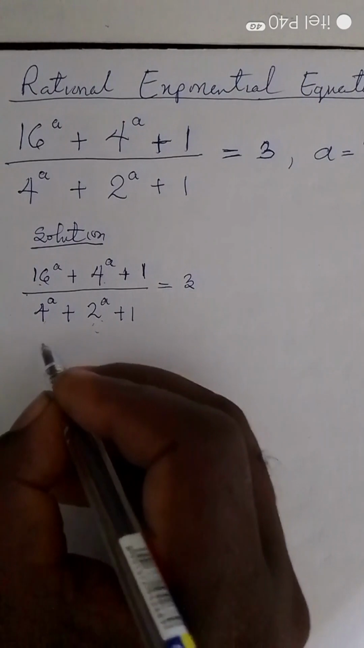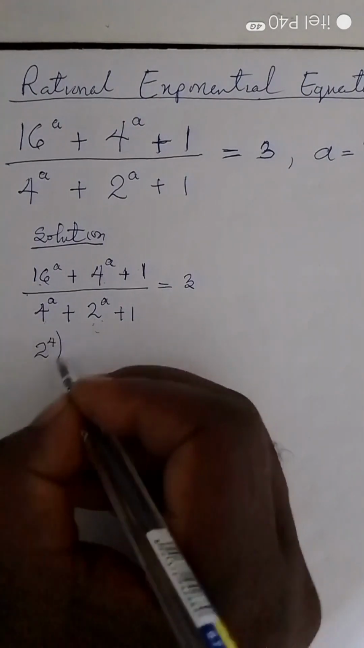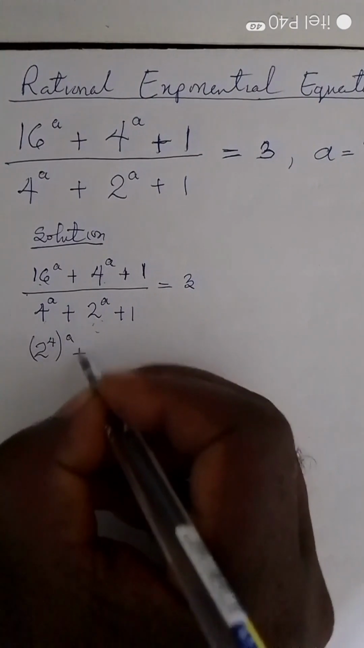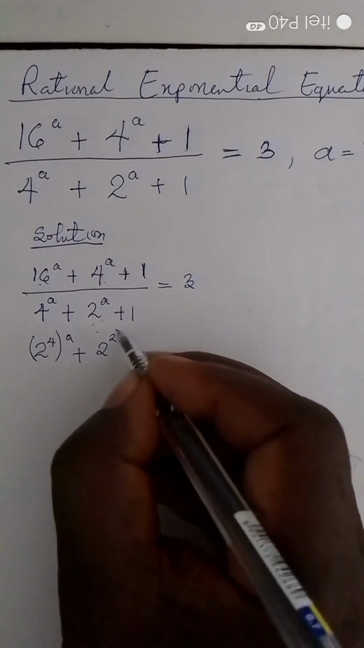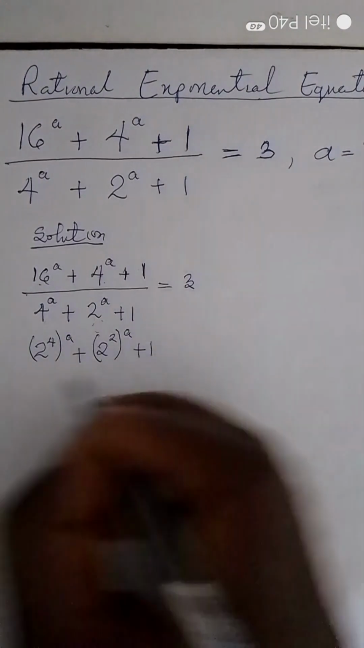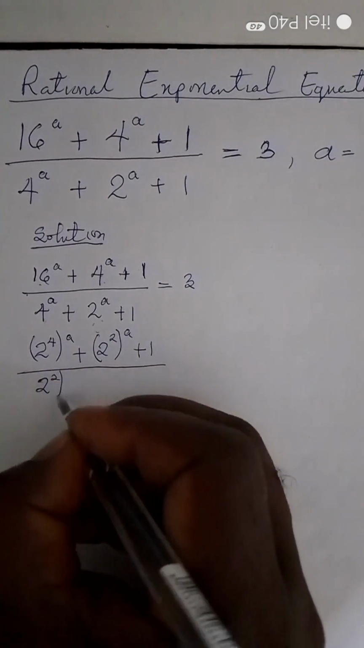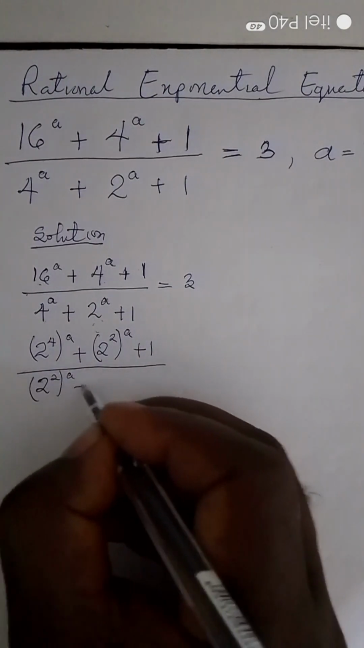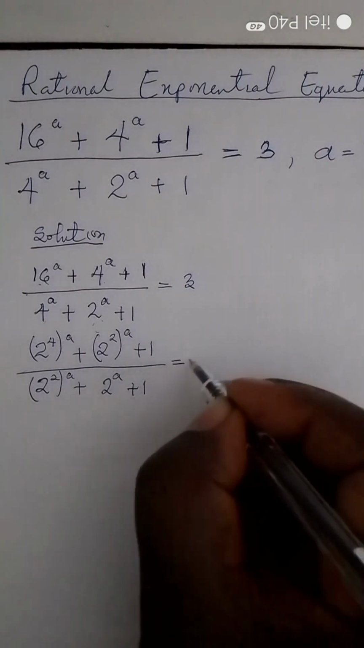And so I'm going to have 16 will give me 2 to the power of 4, all to the power of a, plus 4 will give me 2 to the power of 2, all to the power of a. Then of course I have my plus 1 divided by 2 to the power of 2, all to the power of a, plus 2 to the power of a, plus 1, all equal to 3.